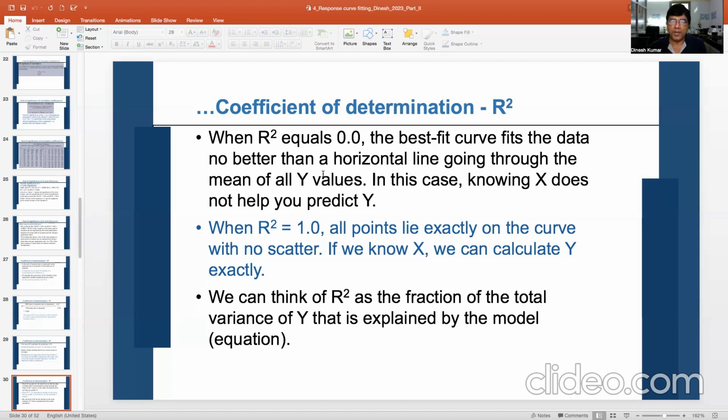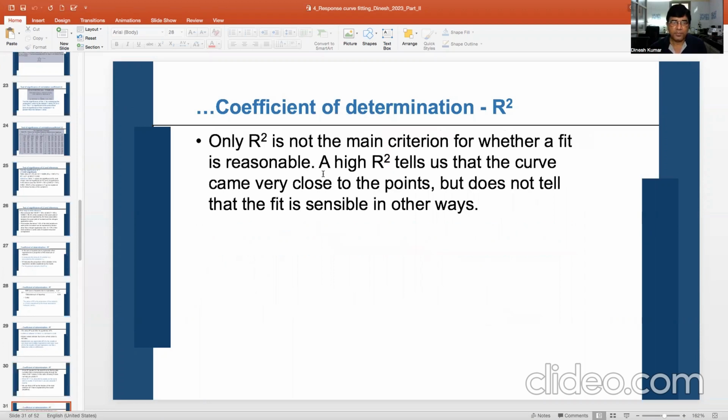When R square is 1, highest value, all points lie exactly on the curve. All original points lie exactly on the curve with no scatter. There is no scatter at all. If we know x, we can even calculate y exactly. We can think of R square as the fraction of the total variance of y that is explained by the model. So these are different explanations for coefficient of determination.